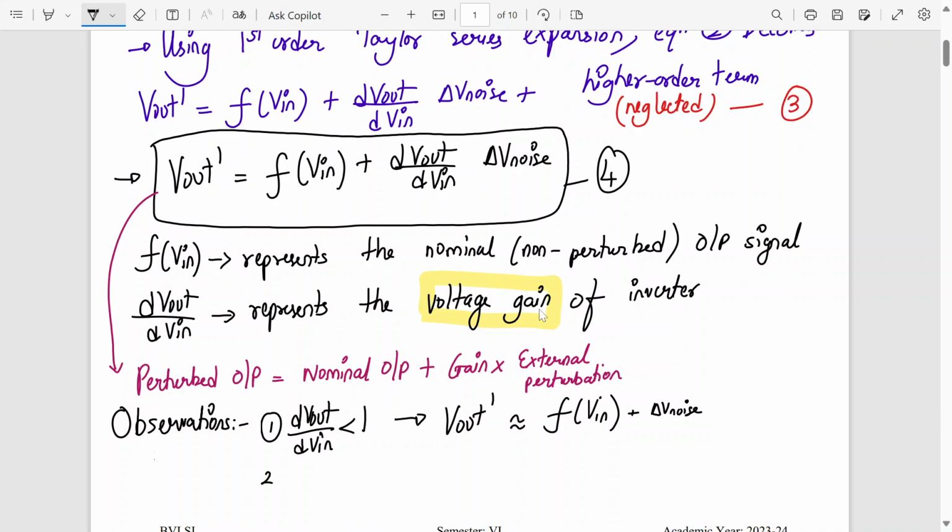In the second case, if the gain dV out by dV in is greater than 1, then what will happen? There will be a large perturbation in the output. So it will be a function of V in plus the same formula.